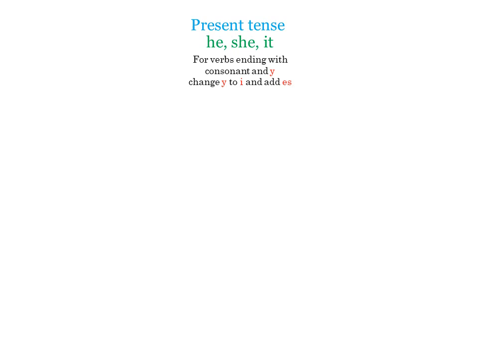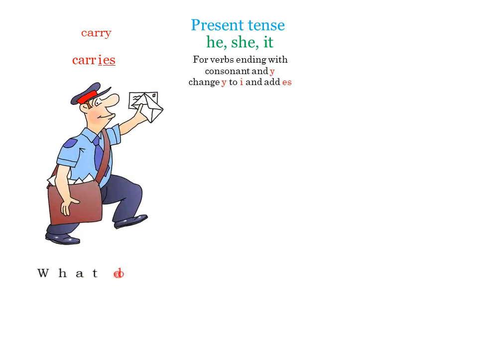For verbs that end with a consonant and a Y, we change the Y to I and add ES. For example, carry. It ends in a Y and a consonant. So we change the Y to I and add ES. Carries. What does the mailman do every day? He carries the mail.